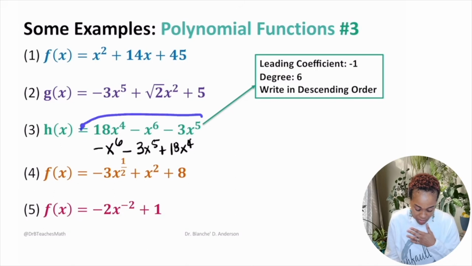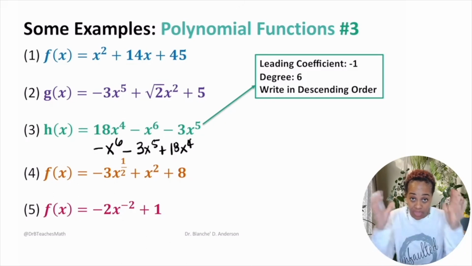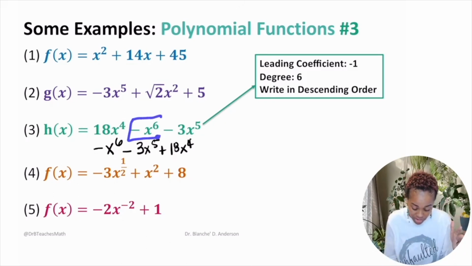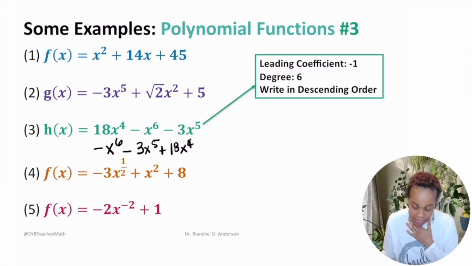So anytime they write it in different ways, which you'll see these terms written in different ways, pay attention to what the largest term is, okay? That has the largest variable, the largest exponent on the variable, which is x to the 6. And then write in descending power order. Okay, let's look at this next one.